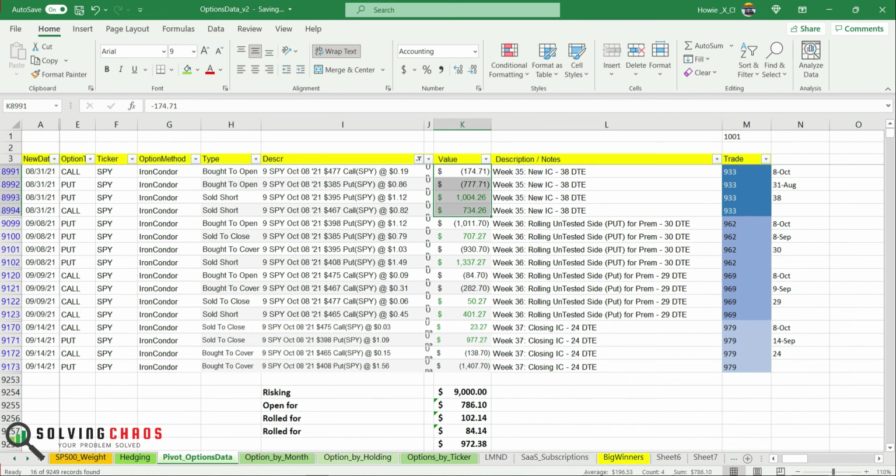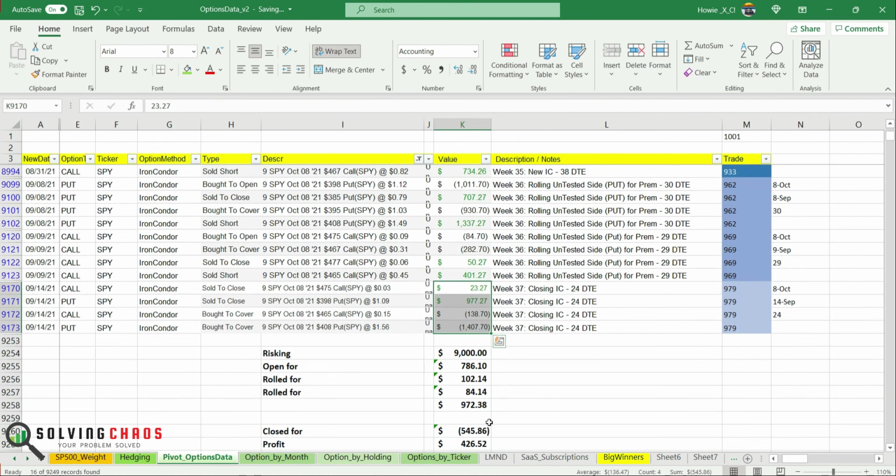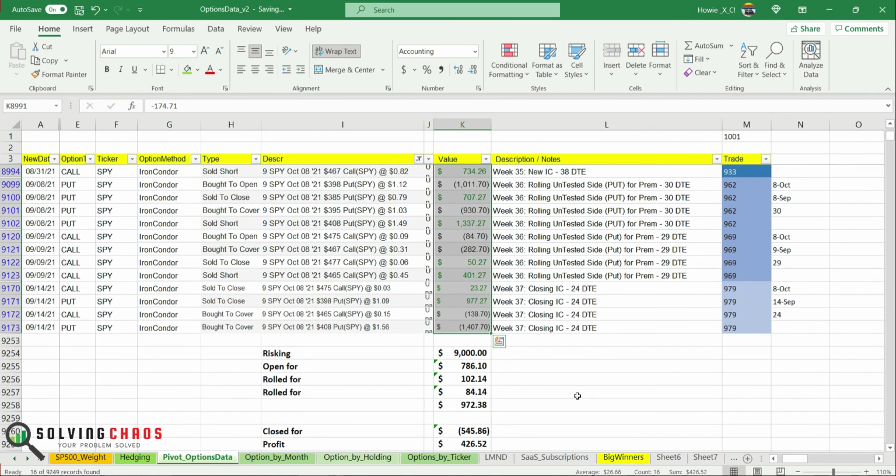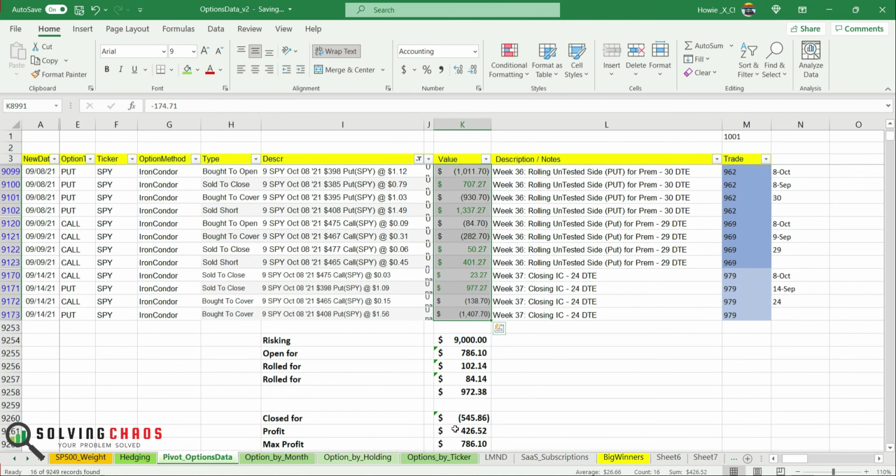Then the next thing I did was, on this week, you see I did 2 rows. So I opened it for this much premium, which is here. Then I rolled it for $102 extra over here. And on the next day, which is this here, I rolled it again for another $84. And then this week I end up closing it for $545. Now, if you sum this up, I'll show you this math. If you sum all that up, this is all the premium you collected minus the total cost. So my true profit is what you see here, the $426.